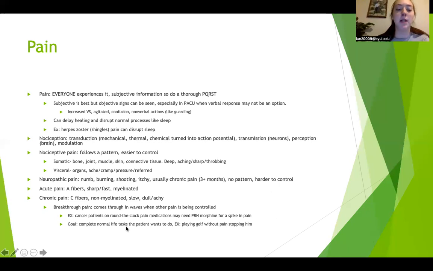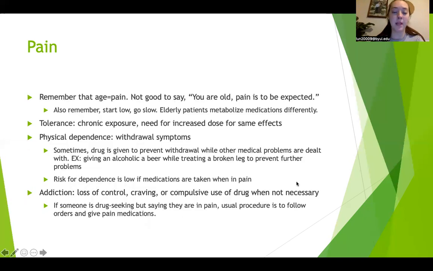Because oftentimes you will not be able to completely remove that pain, just control it, so they can do normal things. Remember that just because they're old does not mean they should be in pain. It's not good to say, you're old, it's to be expected.